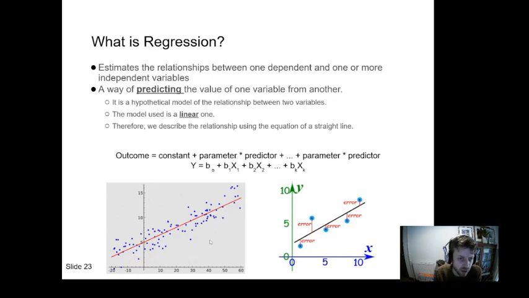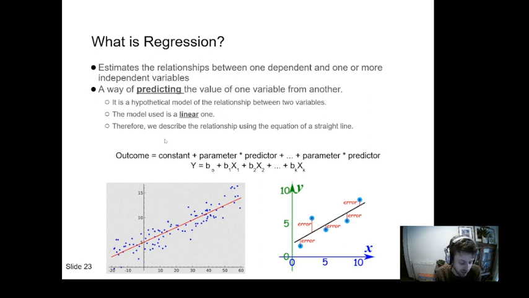So, what is regression? Well, it's the relationship between one dependent and one or more independent variables, hopefully, as you've just seen. We're going to predict a value from one variable, and we're going to predict the value of a variable given other variables. And we say it's a hypothetical model because it's a model built on the data. It doesn't mean that it is a true reflection of reality, but it's a reflection of the relationships between the data in that particular model. And we use a linear model.